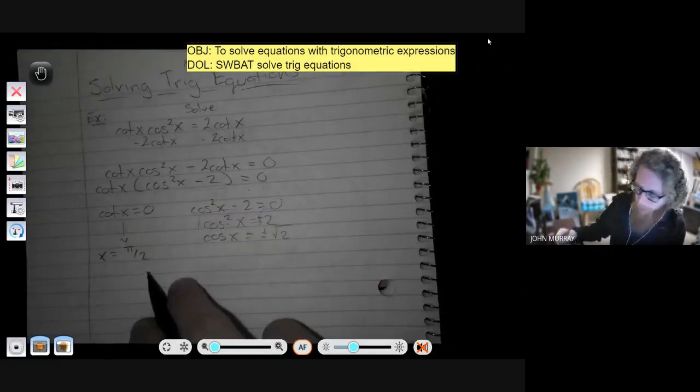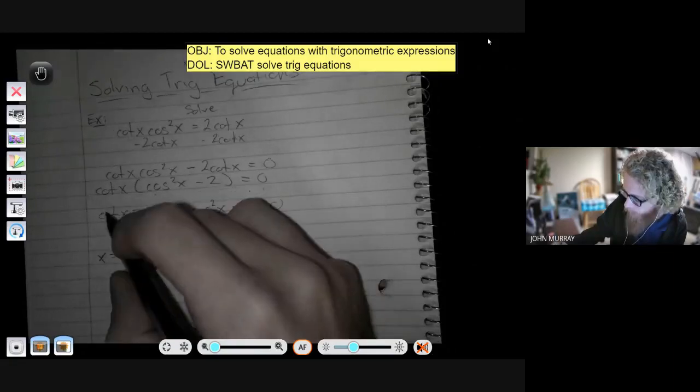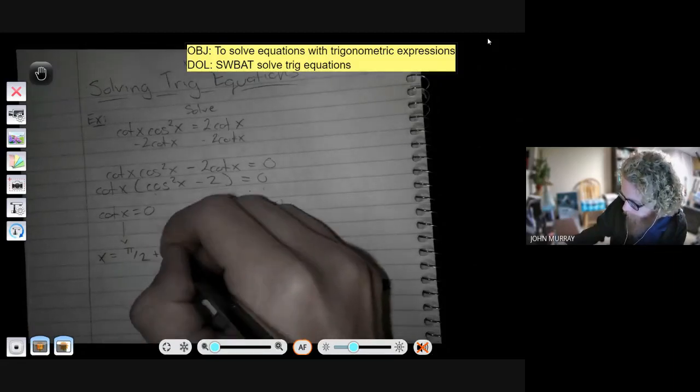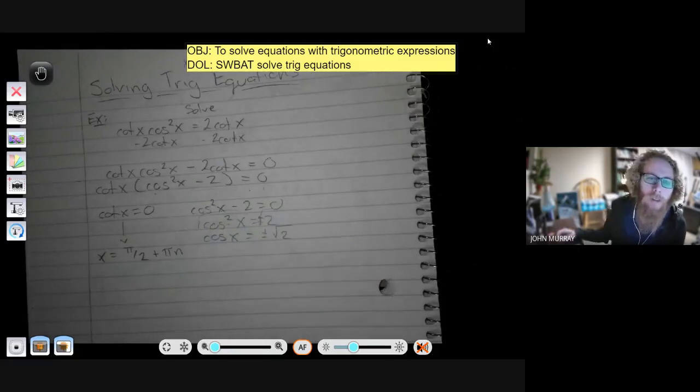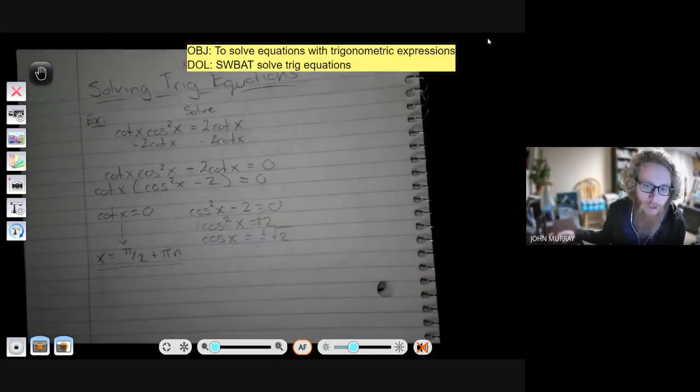But that's not my only answer. I have to add to that. Tangent's period is pi, so I'm going to add to that pi times n. And that's the general solution there. So that's for cotangent.